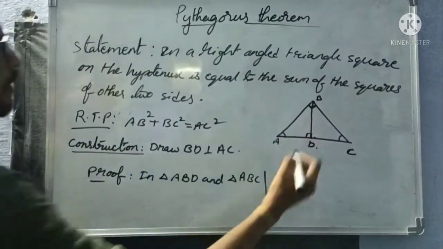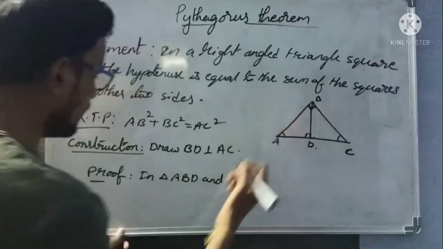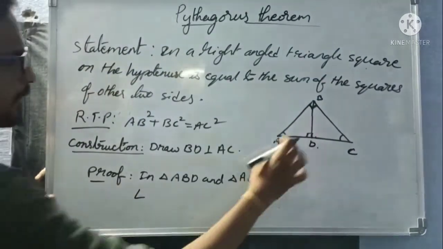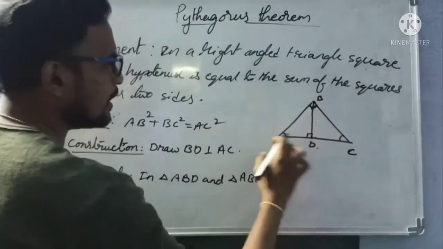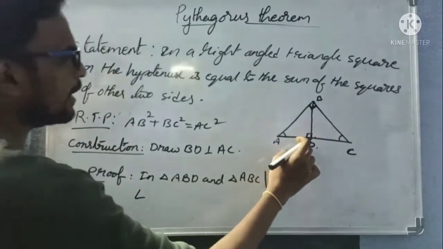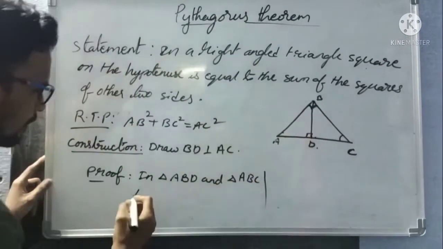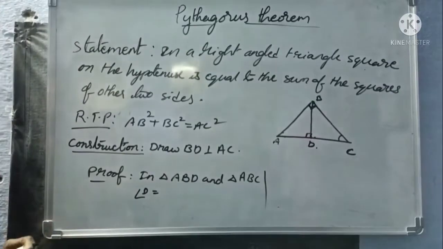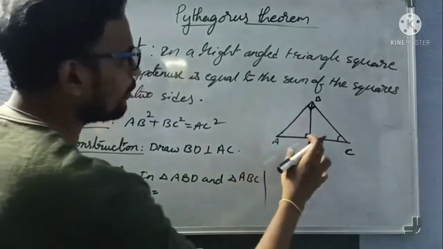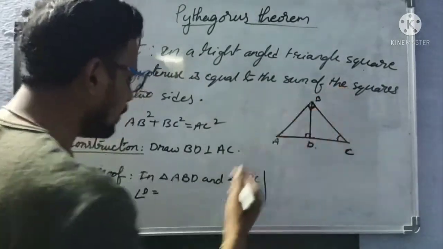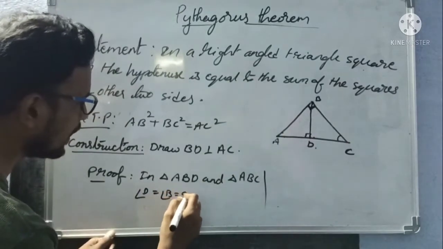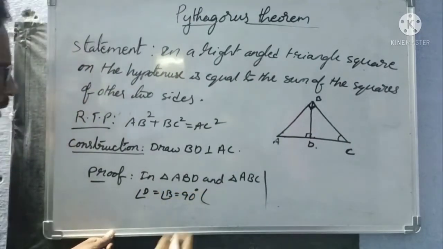In the bigger triangle ABC, anyhow we know that. If not, let us take triangle ABD first. This is a right angle triangle, right? ABD is a right angle triangle with right angle at D. So I can write angle D is equal to... So what is the right angle of ABC? Is angle B, right? So angle D is equal to angle B is 90 degrees, right?